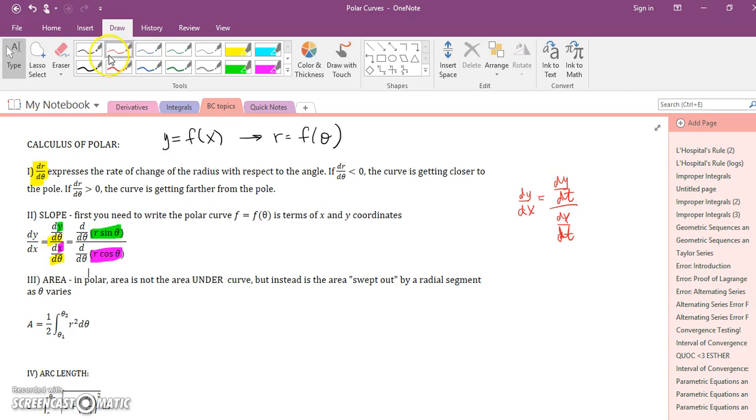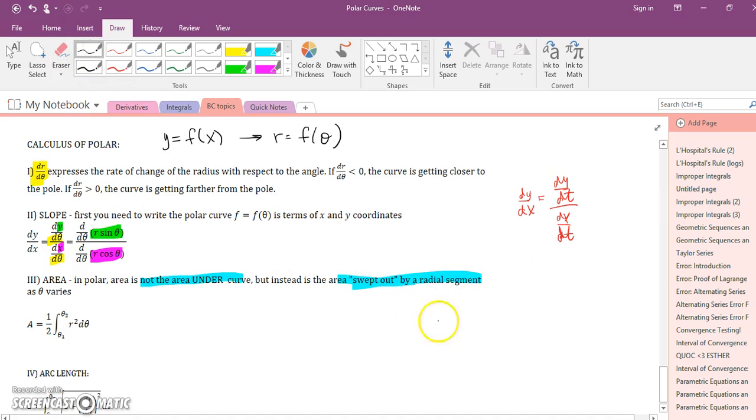Next thing is area. So let me show you a couple things to keep in mind. When we're doing area in polar, it's not the area under the curve, but it's the area swept out by a radial segment as theta varies. So what you're used to is you'll have some kind of function on the xy plane, and your area is under the curve, so between the curve and the x-axis. But that doesn't happen in polar anymore because we are going to be on the polar plane.